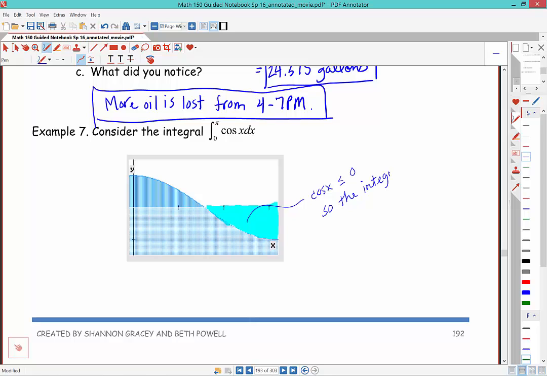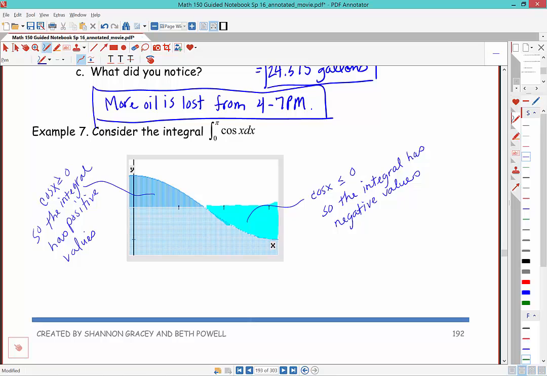And over the other side, cosine of x is greater than or equal to 0, so the integral has positive values. And obviously, it's bounded between negative 1 and 1. That's not the point I'm trying to make here. So if you're trying to find the area, one way you could do it, since there's symmetry here, you'd either have to do something like this.